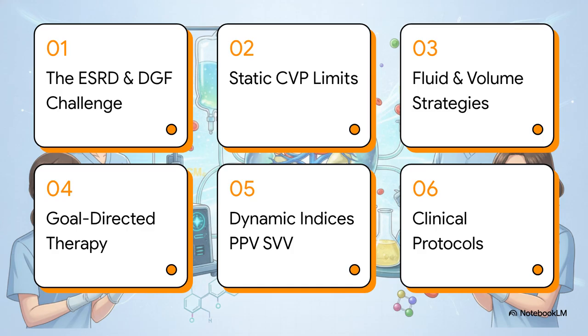We'll start with the ESRD and delayed graft function challenge, move on to demystifying static CVP limits, look at fluid types and volume strategies, dive into goal-directed therapy data, explore dynamic indices like PPV and SVV, and finally, synthesize it all into an actionable clinical protocol. It's a lot of ground to cover, so let's jump right in.